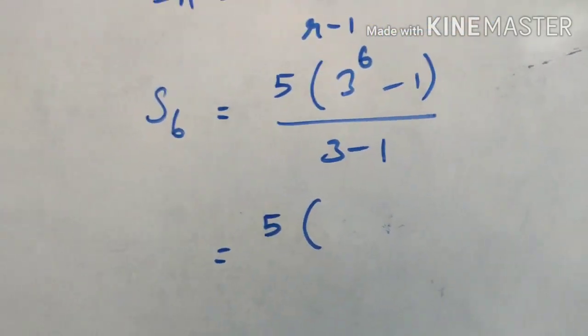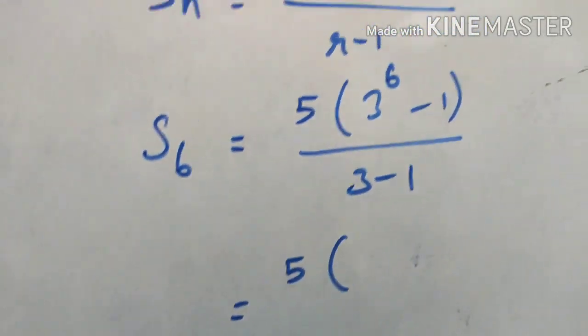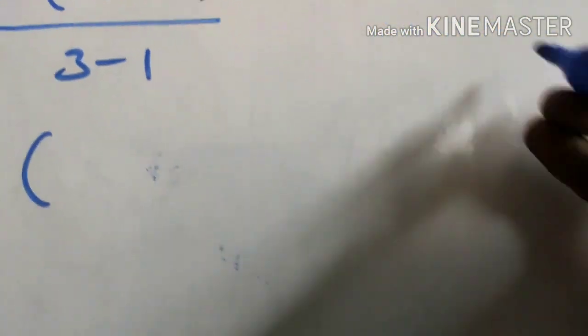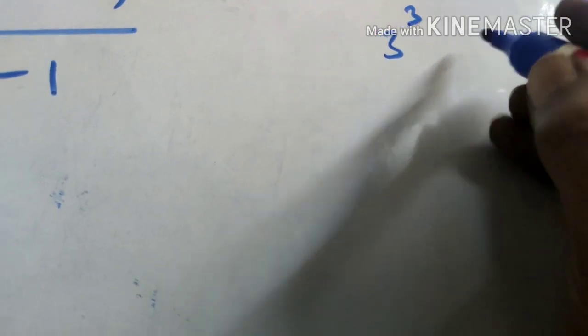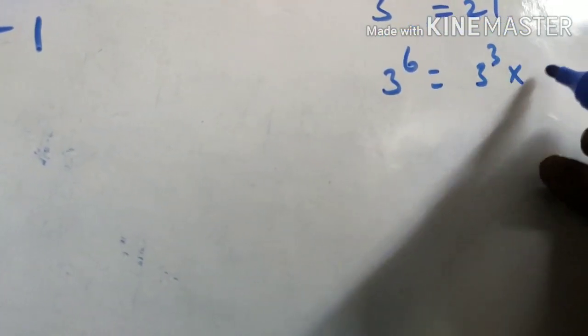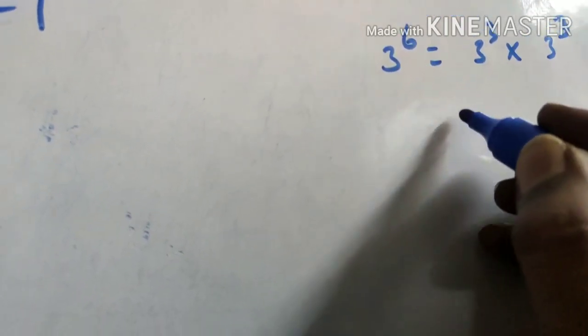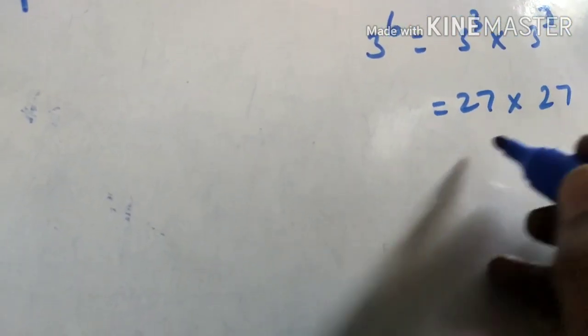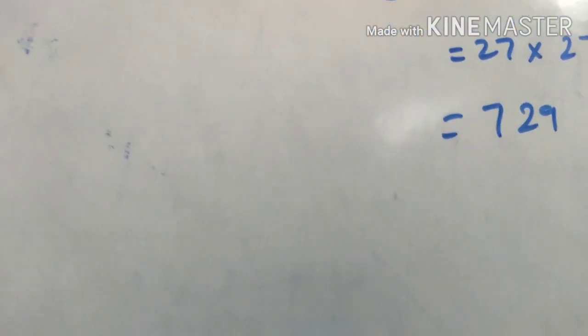What is the value of 3 power 6? See here, you know 3 power 3 is 27. So 3 power 6 means 3 power 3 into 3 power 3, that is 27 into 27. If you multiply, you will get 729.